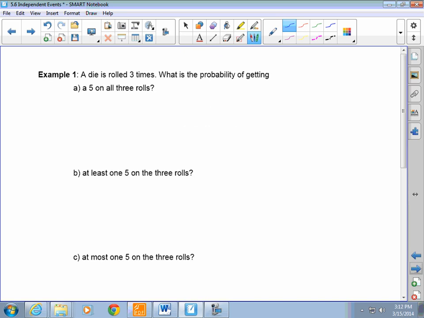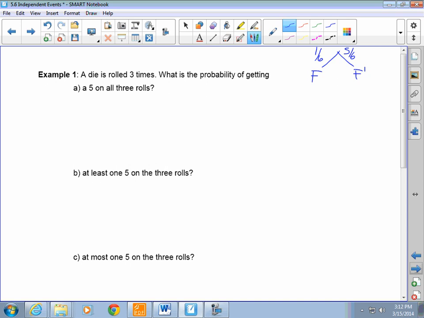So example 1 says a die is rolled 3 times. What is the probability of getting a 5 on all 3 rolls? So if I do this again with the tree diagram, I'm looking at the probability of a 5 and the probability of not getting a 5. So what is the probability of getting a 5? Well, it's a fair die, so that would be 1 out of 6. The probability that you won't get a 5, well, you have a 5 out of 6 chance that you won't.